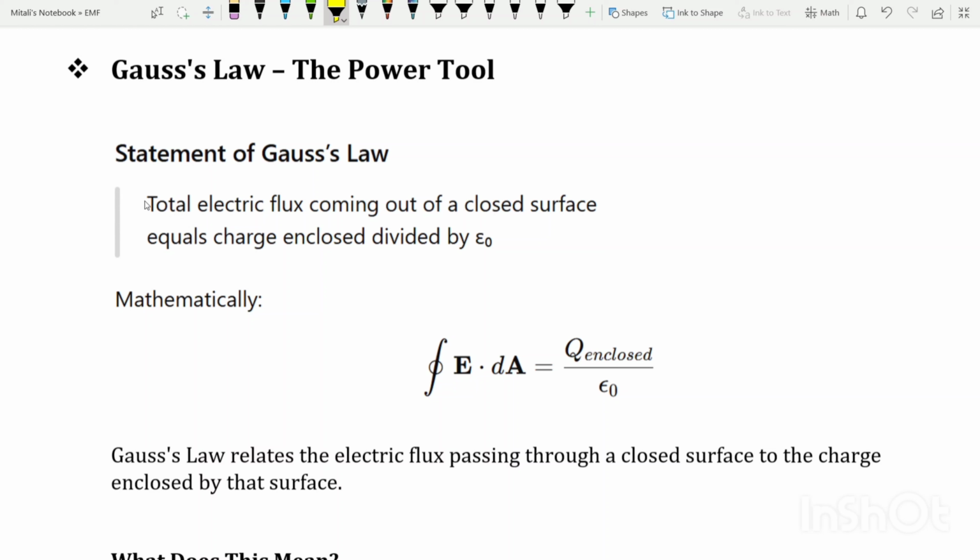Now comes Gauss Law, one of the most important laws. Many students fear this, but trust me, it's actually simple. Gauss Law states that the total electric flux coming out of a closed surface equals charge enclosed divided by ε0. Mathematically, closed integral E·dA = Q enclosed / ε0.